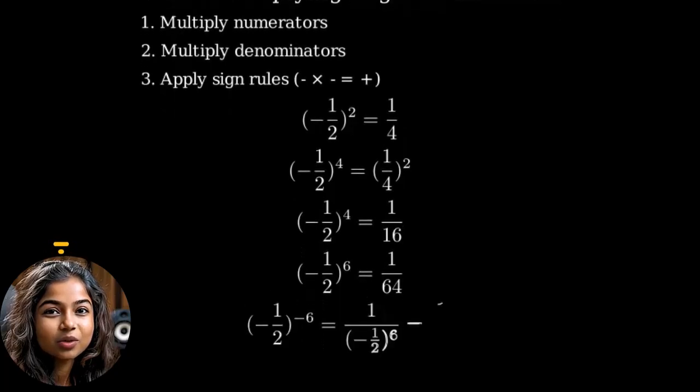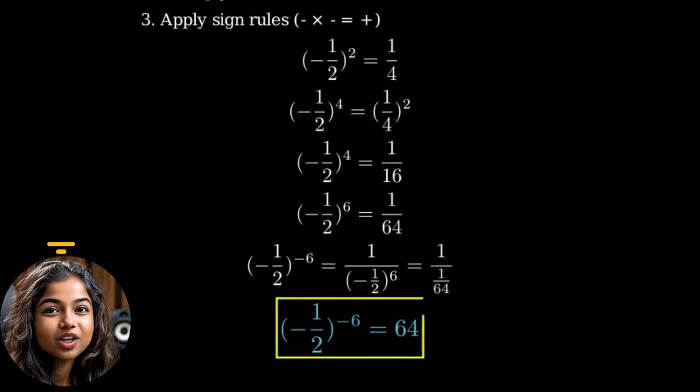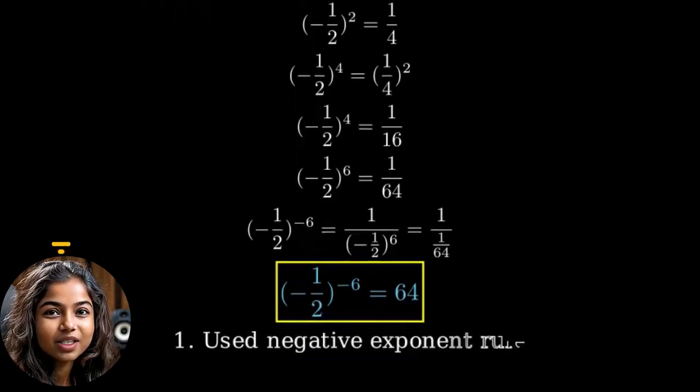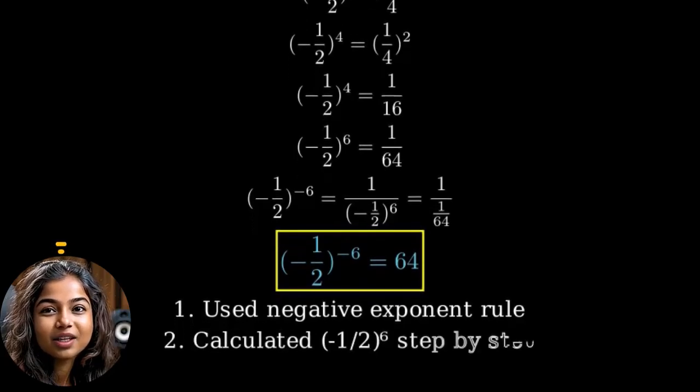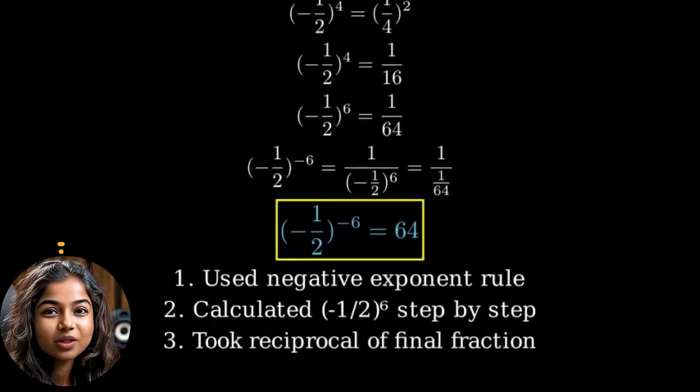Now that we have calculated negative 1/2 to the 6th, we can go back to our original problem. Remember, we need to take the reciprocal of this result. When we take the reciprocal of 1/64, we get 64. Therefore, negative 1/2 to the negative 6th equals 64. Let's review the key steps we used to solve this problem. First, we used the negative exponent rule to rewrite the expression as a reciprocal. Then, we calculated negative 1/2 to the 6th step by step. Finally, we took the reciprocal of 1/64 to get our answer of 64.